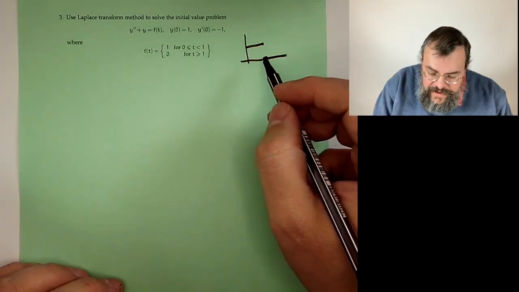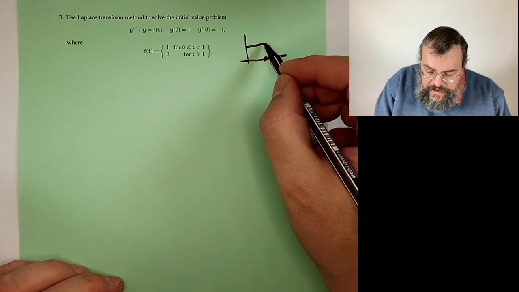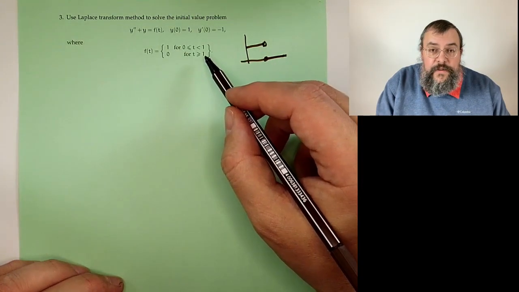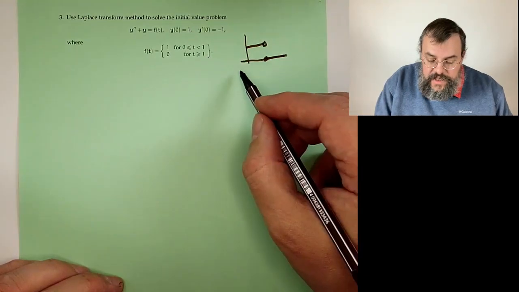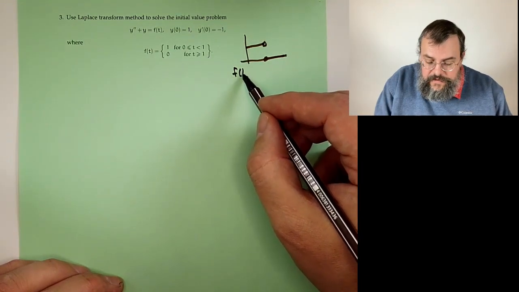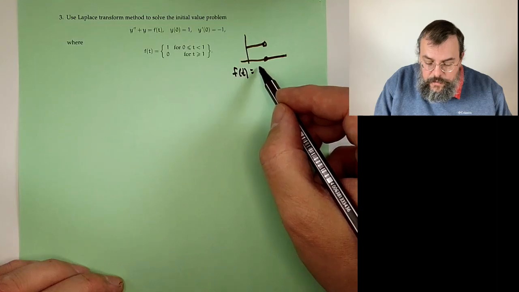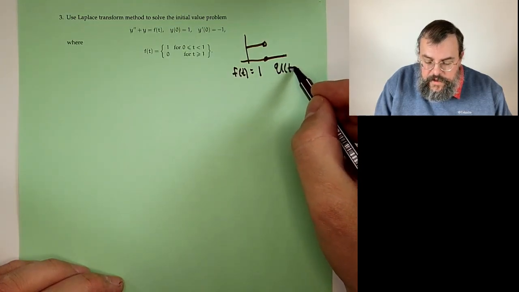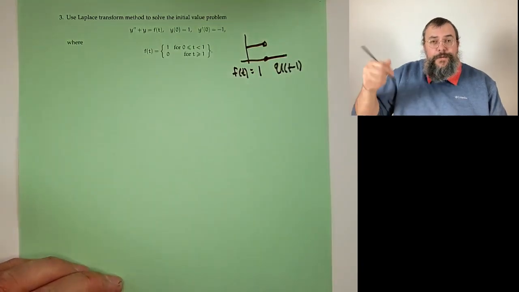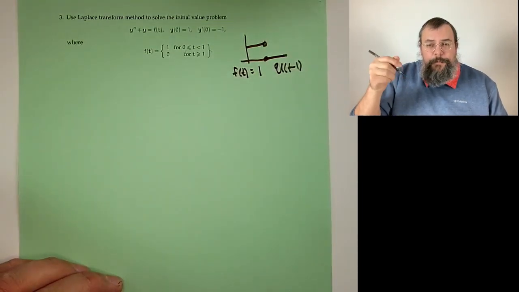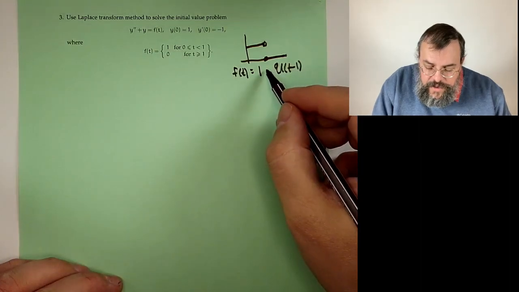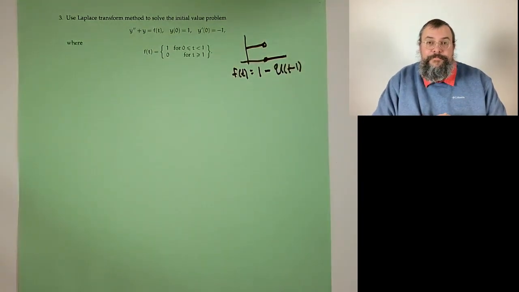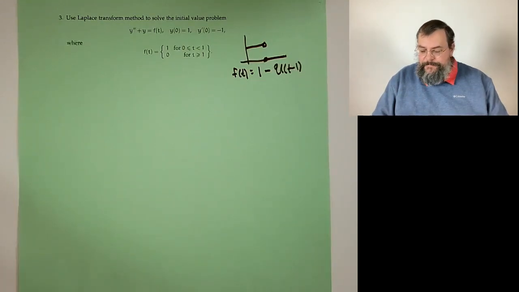Well, the key here is to rewrite this in terms of things we're more comfortable with. In particular, f of t is initially 1, and then there's a transition at 1, so there's a u of t minus 1, which says we're flipping a switch at time 1, and we want to cancel it, so it's 1 minus u of t minus 1. Okay, so that's our f of t.